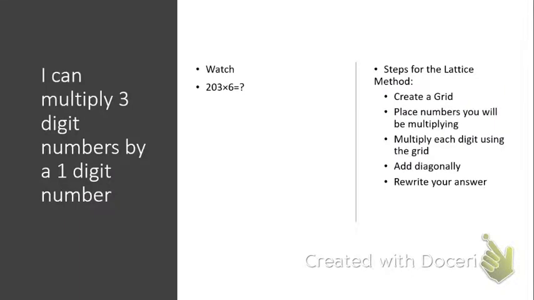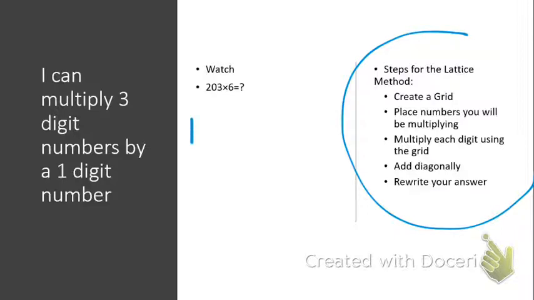So I'm going to have you just watch me do this first one. It's 203 times 6. I have my steps off to the side, so if I get stuck or forget, I can refer to those, okay? So first things first, I need to create my grid. I have a 3-digit by 1-digit, so here's my 1-digit, right? And then I need 3 boxes for my 3-digit, just like that.